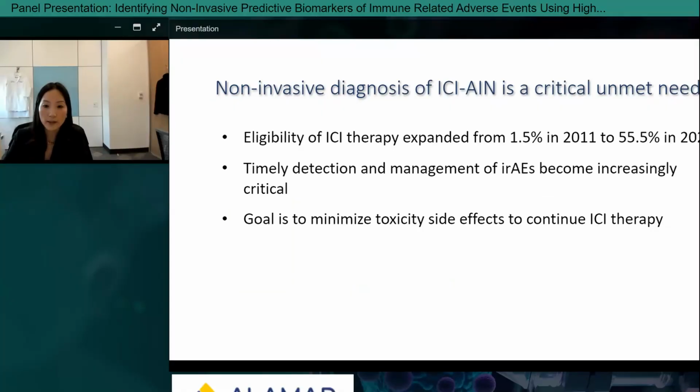As the eligibility of ICI therapy expands, so does the burden of immune-related adverse events. And so there's a critical need for a non-invasive diagnostic test that supports timely, personalized treatment decisions for immune nephritis.